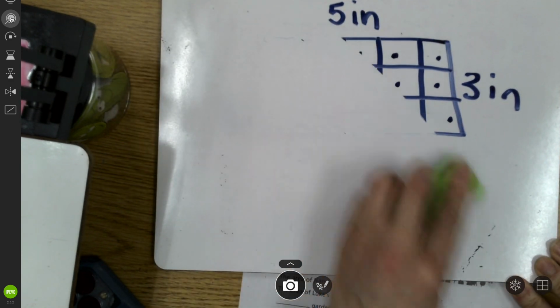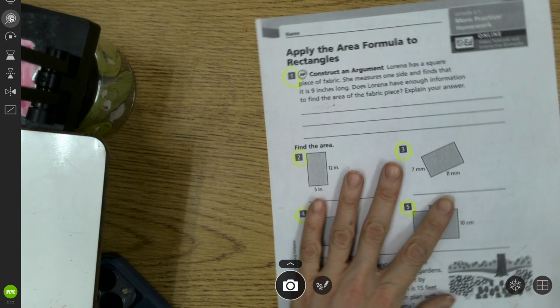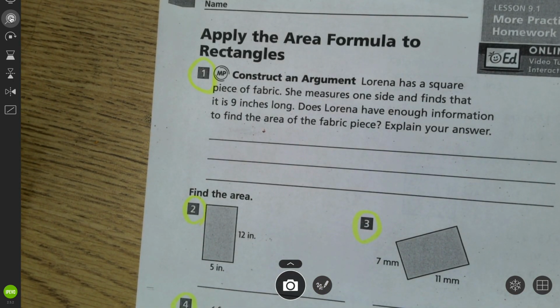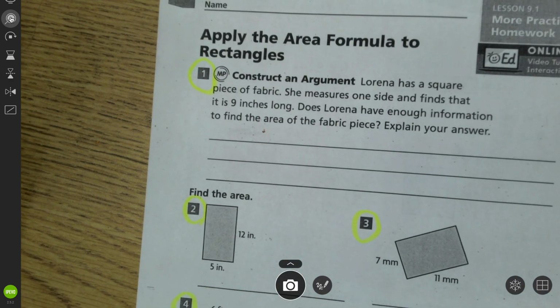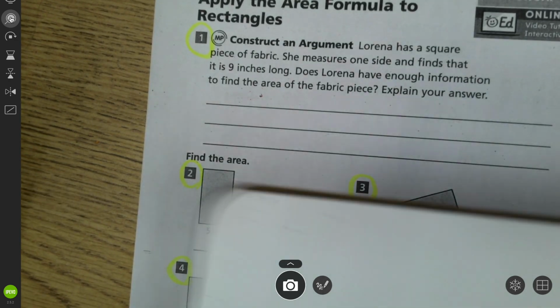Okay, so let's get into the homework. We're going to look at number 1 first. I'm going to read it to you. This one we don't actually have to do any number work. We're just going to use our brain and provide an explanation, what we think. So listen to this. Lorena has a square piece of fabric. She measures one side and finds that it is 9 inches long. Does Lorena have enough information to find the area of the fabric piece?